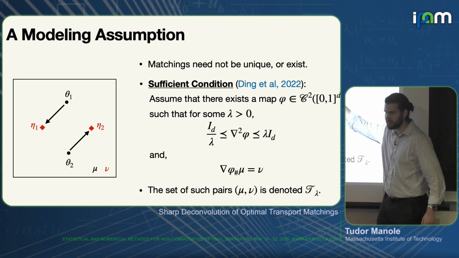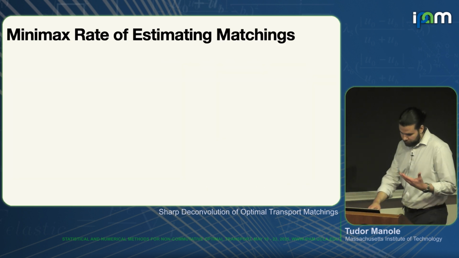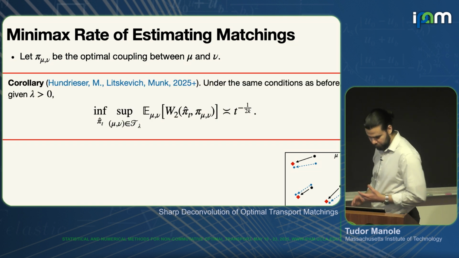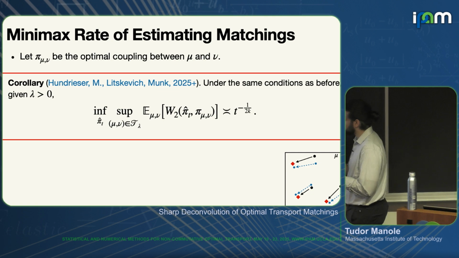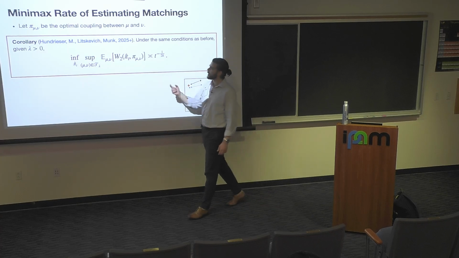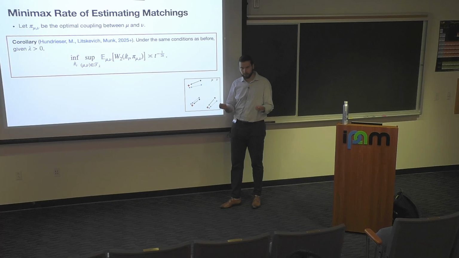nu for which there exists a map of this kind that pushes mu forward onto nu. And what do we get under this assumption? We're going to get the following. So the way I'm going to formulate the problem of recovering a matching is by looking at the couplings that the matchings induce. I'm going to let pi of mu nu denote the optimal coupling between mu and nu. Again, I call it a coupling, but it really is supported on the graph of a map.